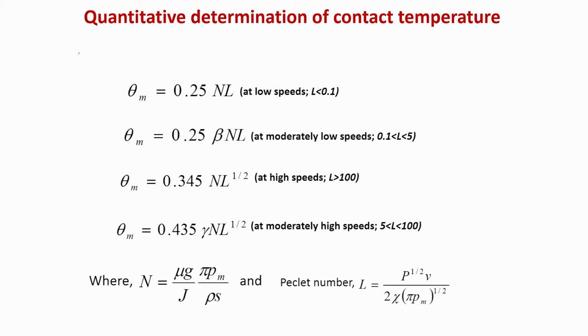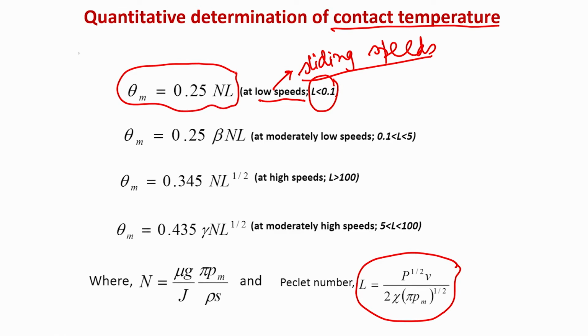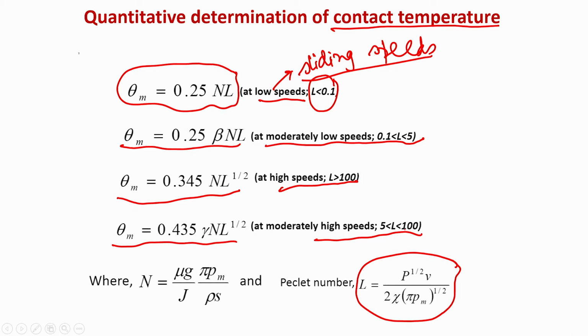Now, one has to also understand that these contact temperatures depend on the sliding speed, so depending on the sliding speed, different equations need to be used to find out the contact temperature. For example, at low speed, L is your Peclet number, and this Peclet number is defined here. If L is less than 0.1, then the maximum temperature is equal to 0.5 NL. If it is moderately low speed, 0.1 to 5, then theta m is equal to 0.25 beta NL. If it is high speed, L greater than 100, then theta m is proportional to 0.345 NL to the power half, and at very high speed, 5 less than L less than 100, theta m is equal to 0.435 gamma NL to the power half.